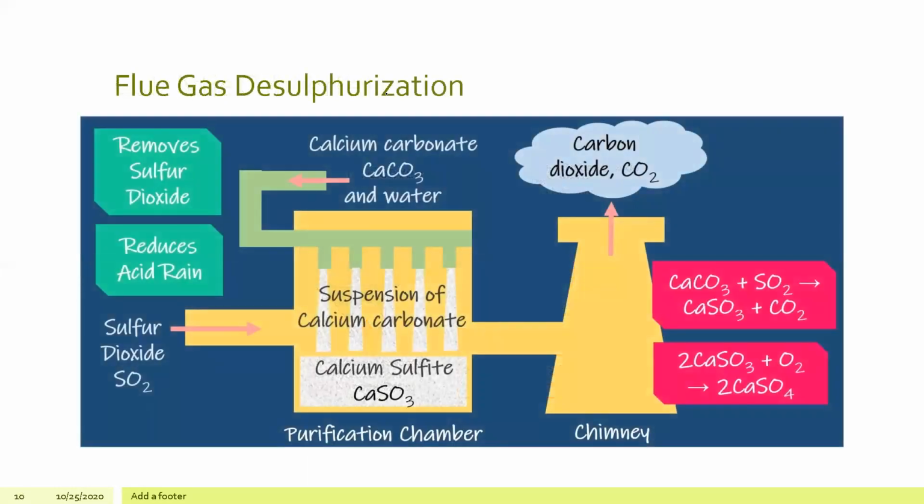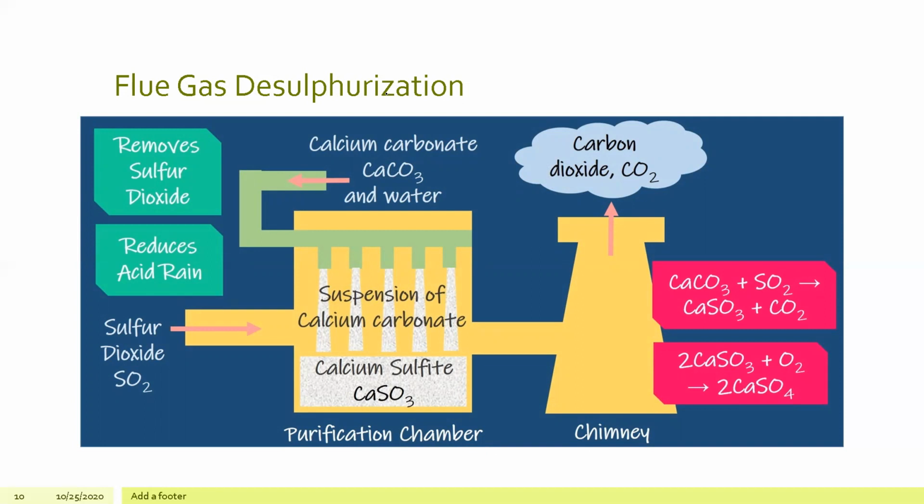So in flue gas desulfurization, what happens is sulfur dioxide or the flue gas is passed into the purification chamber, from the top of which calcium carbonate is being dropped that combines with sulfur dioxide to form calcium sulfite. Calcium sulfite and water are removed from the purification chamber, then carbon dioxide moves out and it's released from the chimney. So what are the reactions that are taking place?